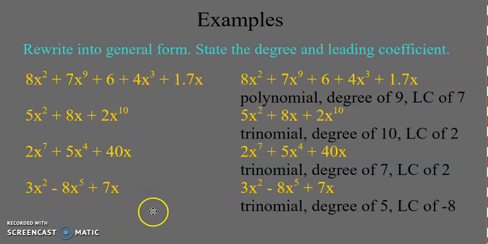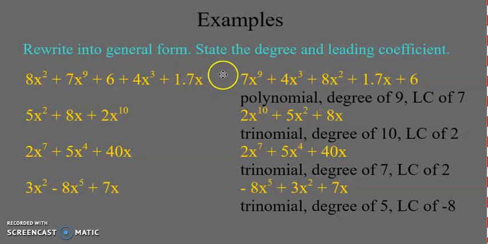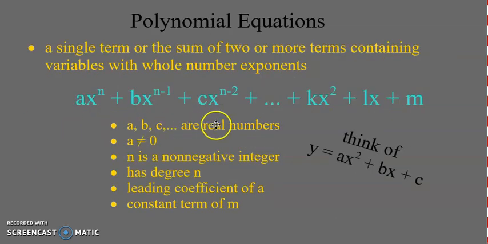Okay, so we are going to start with this first example here, and I just switched a couple things, sorry. So we have our largest exponent here of 9. So 7x to the 9th is our first term, plus 4x cubed, plus 8x squared, plus 1.7x plus 6. Now remember that we can have a decimal as our coefficient, so they just have to be a real number. Typically we're going to see integers for those values, but you can have decimal or fraction there. It's just the exponent that must be an integer.